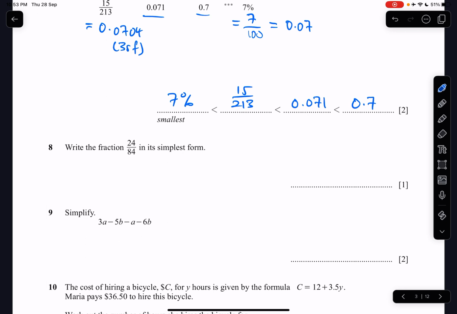We can always use the calculator to help us with this. 24 divided by 84, and we know that the answer is 2 over 7. So this is something that we can just use the calculator to help us with.